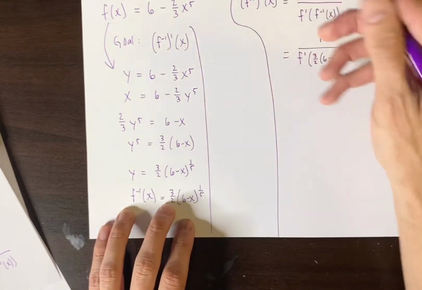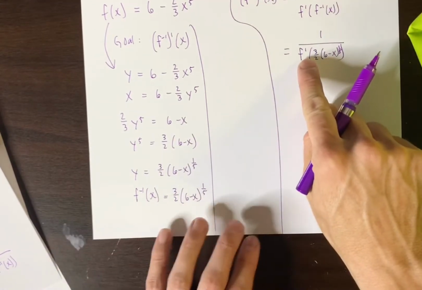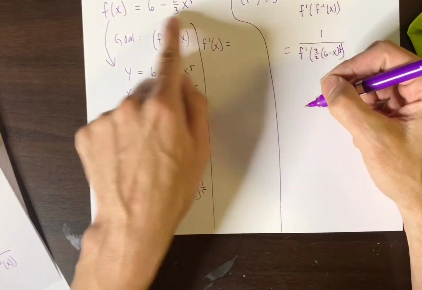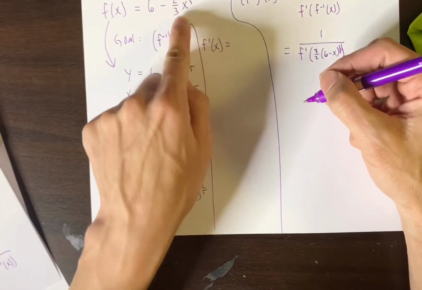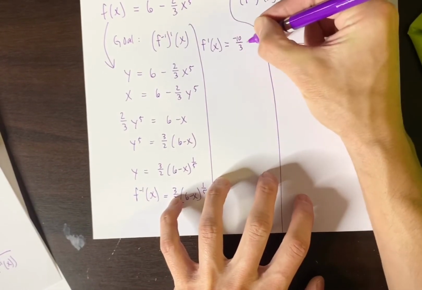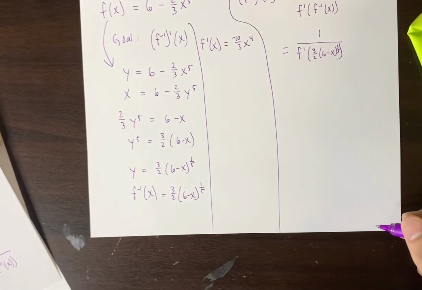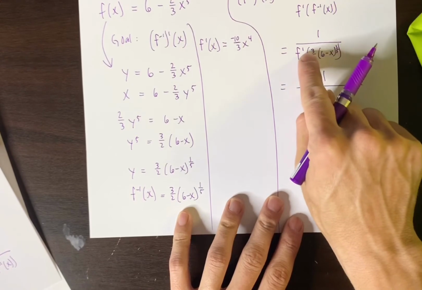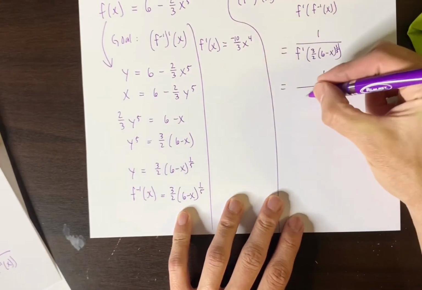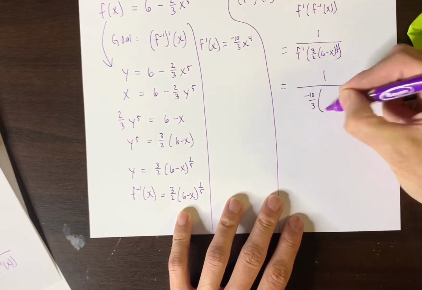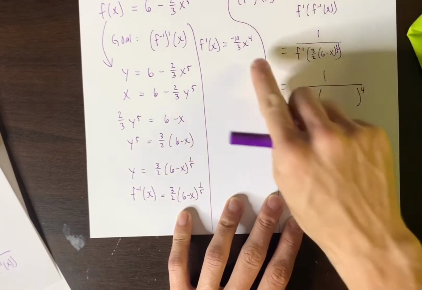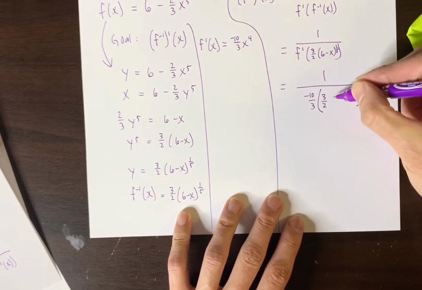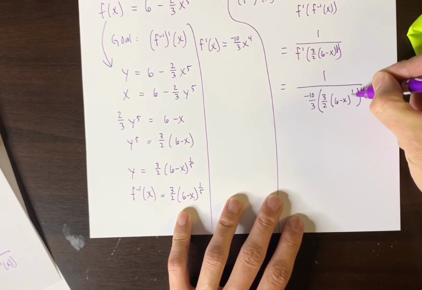Let me open up another column. I found the inverse, which was all this, but I also have to know the derivative. So f prime of x, the derivative of the original, well, the derivative of 6 is 0 because that's a constant. And the derivative of the other term would be negative 10/3 x to the power of 4. Right, the power rule. So I have equals 1 over, so I'm supposed to take this stuff here and plug it into the derivative, meaning right there. So I have negative 10/3, and then I have some stuff raised to the power of 4. But what am I supposed to plug into here? All of that. So this is 3/2 6 minus x to the power of 1/5.